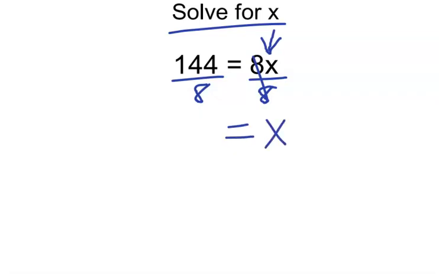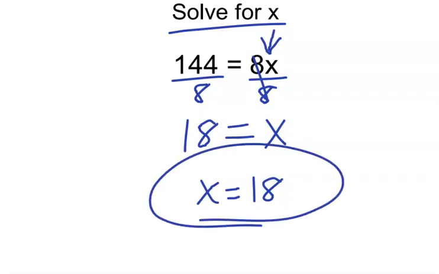And then on the other side, we have 144 divided by 8. And that is 18. So 18 equals x, or x equals 18. I prefer to always have the variable first. Okay, so to solve for x, the answer is 18. And we know that because if we do 18 times 8, we'll get 144. All right, and that's the answer. That's all we have to do for that one.